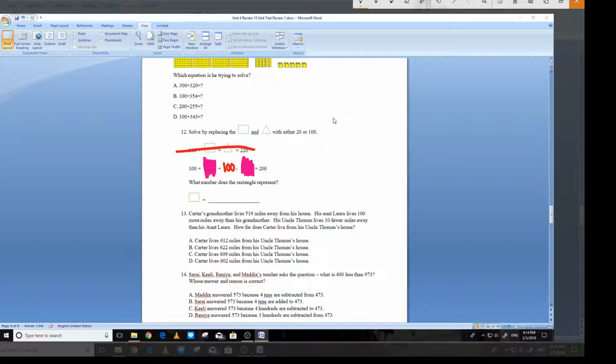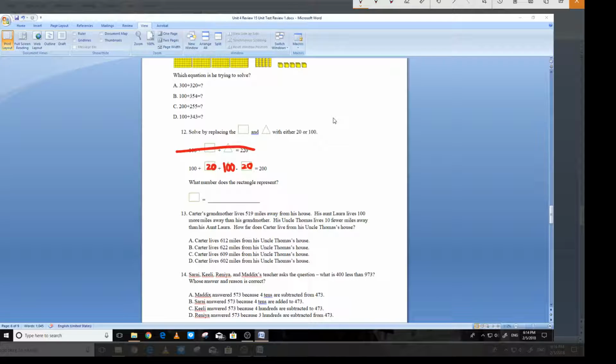Okay, since we don't have to worry about the 100 anymore, we just fill in 20 for the rectangle. So 100 plus 20, that's 120, plus another 100, 220, subtract 20, go back down to 200. See how that works? Okay?